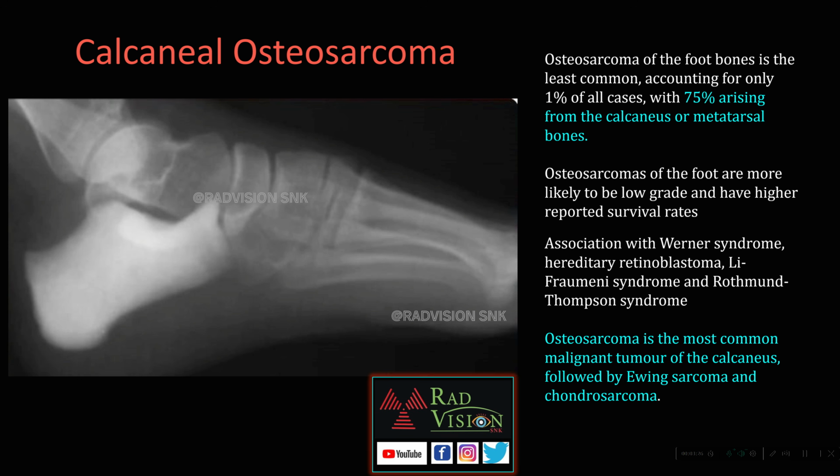Osteosarcoma of the foot bones is the least common, accounting for 1% of all cases, with 75% of cases arising from the calcaneum or metatarsal bones. Osteosarcomas of the foot are likely to be low grade and have high reported survival rates. It can also be associated with Werner syndrome, hereditary retinoblastoma, Li-Fraumeni syndrome, or Rothmund-Thomson syndrome. Osteosarcoma is the most common malignant tumor of the calcaneum, followed by Ewing sarcoma and chondrosarcoma. Sometimes even the sclerotic phase of Paget's can involve the calcaneum. So these are the common differentials.